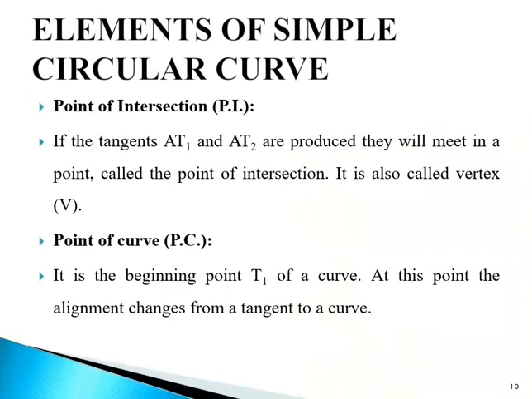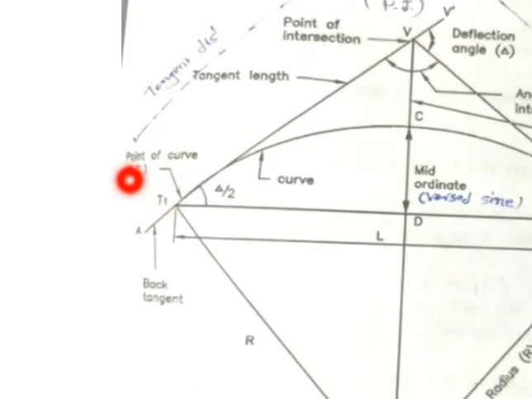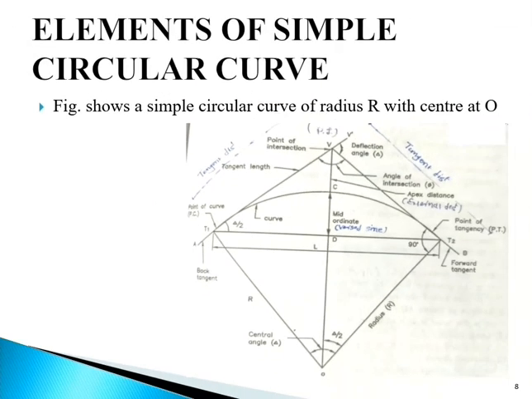Next is point of curve, denoted by PC. It is the beginning point T1 of a curve. At this point, the alignment changes from tangent to a curve. So point of curve is shown here, PC, which starts from T1.